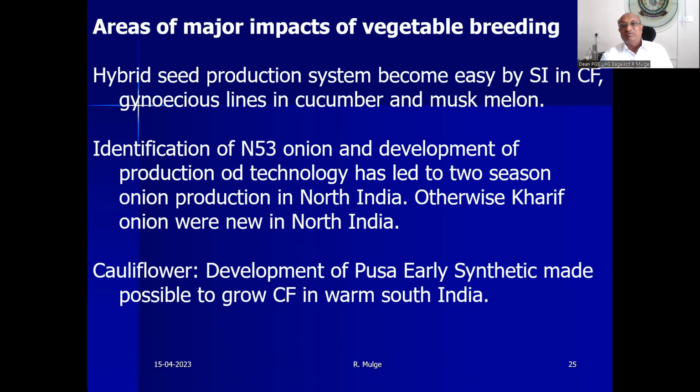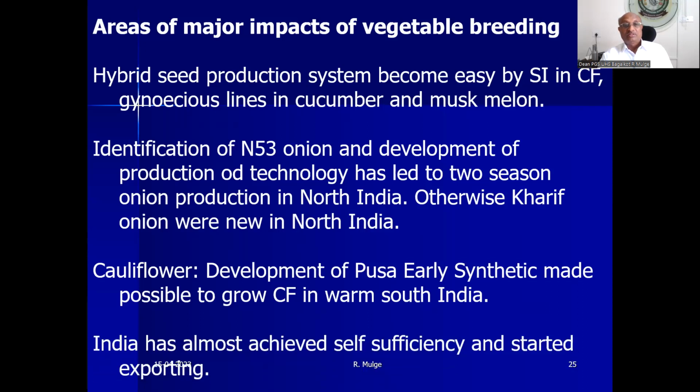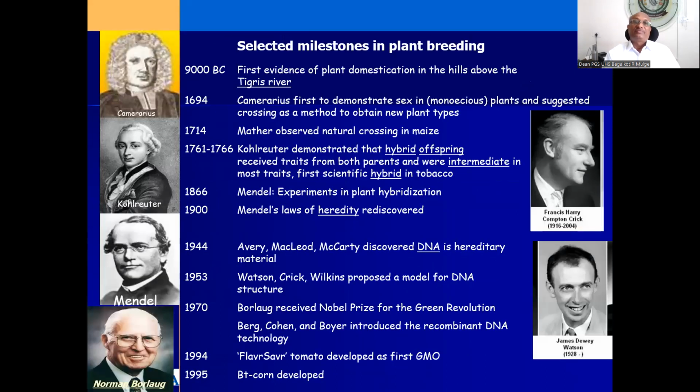And then, development of the cauliflower Pusa Early Synthetic made it possible to grow cauliflower in warm South India. Synthetic varieties have higher temperature tolerance. Otherwise, these are cold crops. Then India has almost achieved self-sufficiency and started exporting these vegetables. So that is the major contribution you can say.